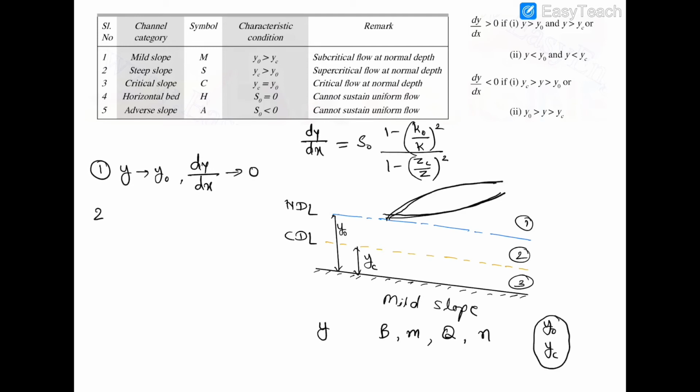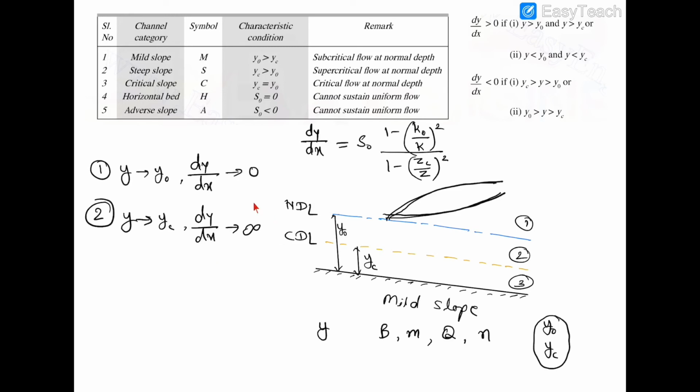Now the second condition is, y tends to yc, then dy/dx will become infinite. Now again look at this differential equation. When y becomes yc, Z will become Zc. Zc upon Zc will be 1, 1 minus 1 will be 0, then ultimately dy/dx will approach infinite.